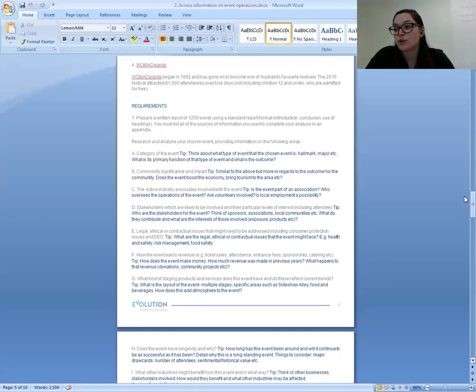With the stakeholders who are likely to be involved and their particular levels of interest, including attendees. Including attendees just means that the attendees are a stakeholder because they're purchasing tickets and they're coming there for a reason. So they have some kind of interest in that event. So they'll definitely be a stakeholder for you. So you just want to discuss as well who the stakeholders are for the event. You can think of people who are involved, like your associations, local communities, any sponsors that they may have, and what do they contribute and what are their interests.